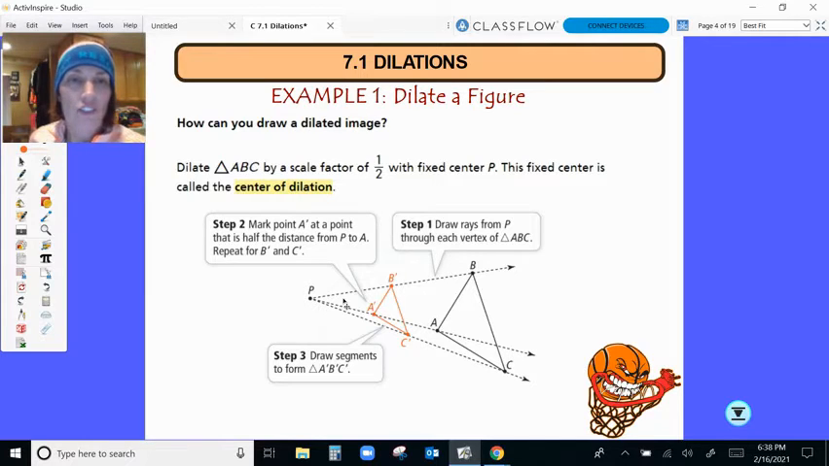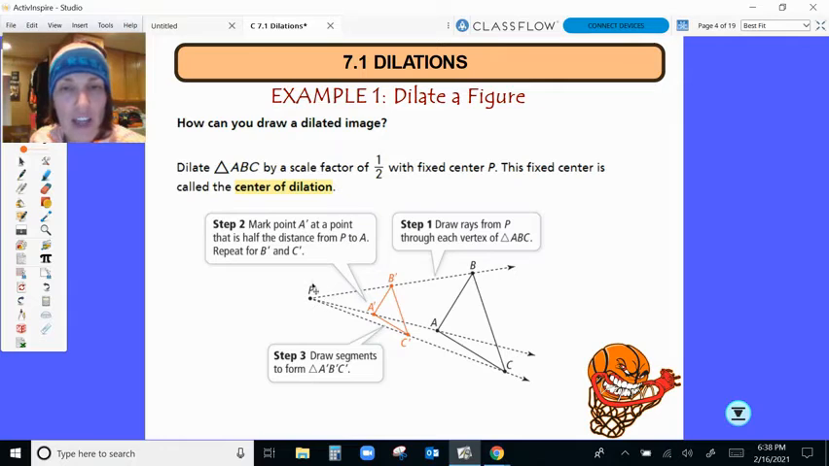Okay. So how do I actually draw a dilated image? Well, if I have this triangle ABC and I want to dilate it by a scale factor of 1/2, which will be a reduction, we'll make it smaller, with a fixed center P. The fixed center is called the center of dilation. Our step 1 is to draw rays from our center of dilation P through the vertices of my triangle. So PB, PA, and PC.